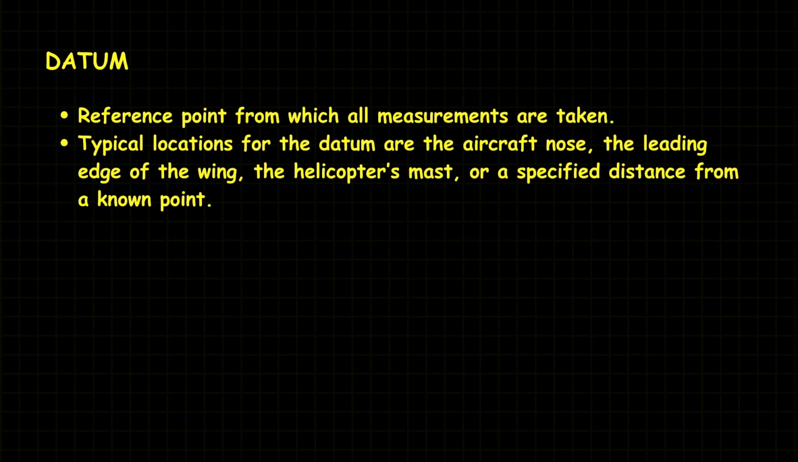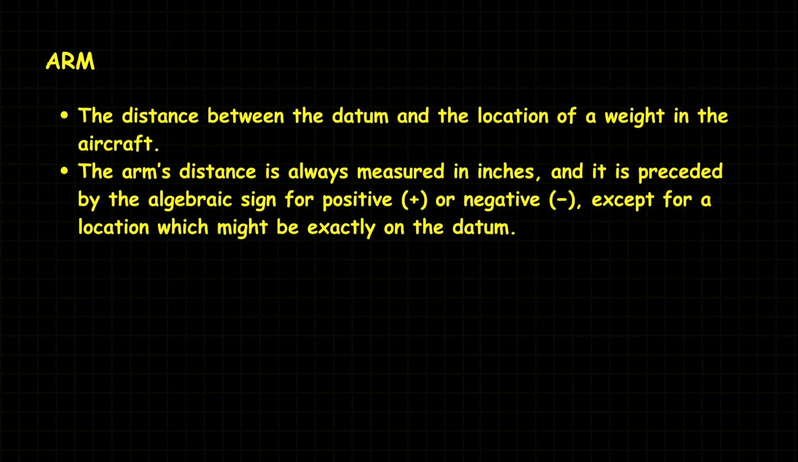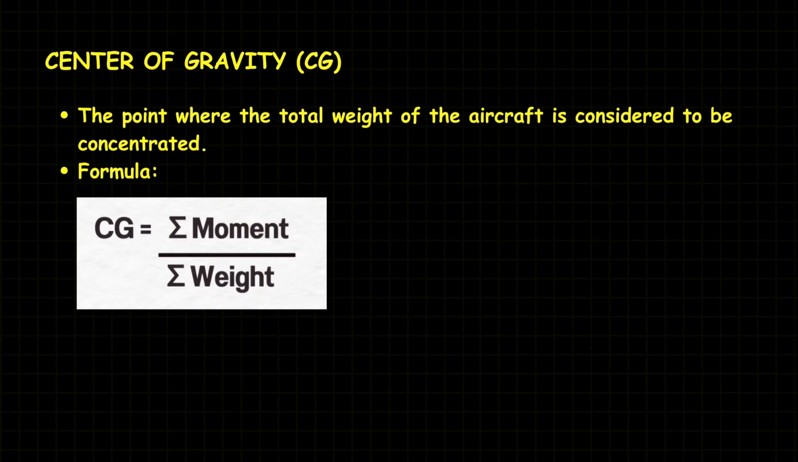Datum, the starting 0 point for all measurements, often located at the aircraft nose or wing leading edge. Arm, the horizontal distance from the datum to an item's location, measured in inches. It is designated as positive or negative based on its position relative to the datum. Center of gravity, or CG. This is the specific point where the aircraft's total weight is concentrated. We find it by dividing the sum of moments by the sum of weight.